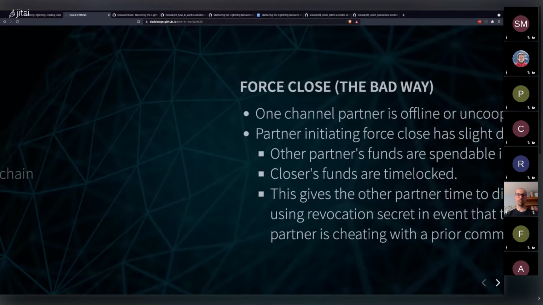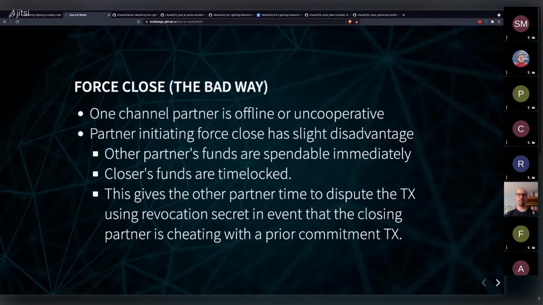Then you have a forced close, which is the bad way. That's basically when one channel partner's node goes offline, or that node decides to be uncooperative and doesn't want to close it. The reason they say this is the bad way is because the partner who initiates the force close, say the one that's still online, has a slight disadvantage here. That's because the uncooperative or offline node's funds are actually spendable immediately, and the person who's initiating the close is time locked. And this might seem a little backwards at first.